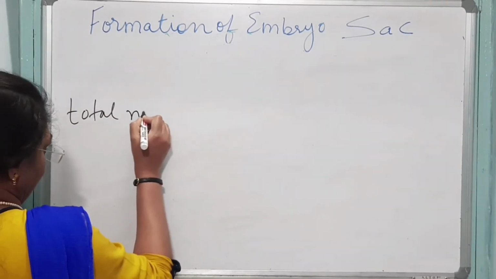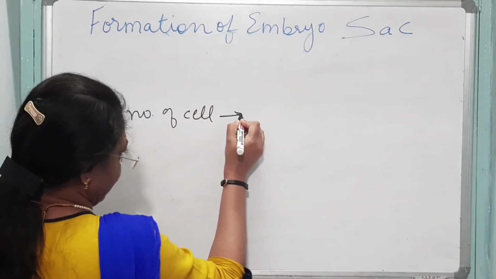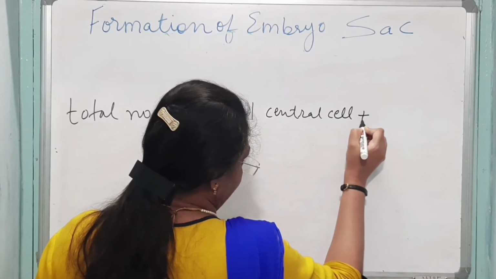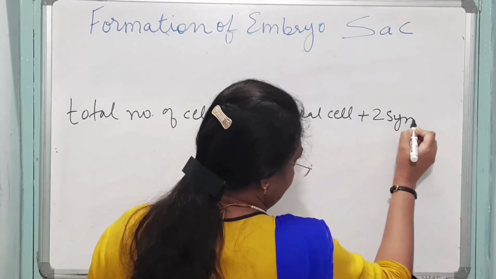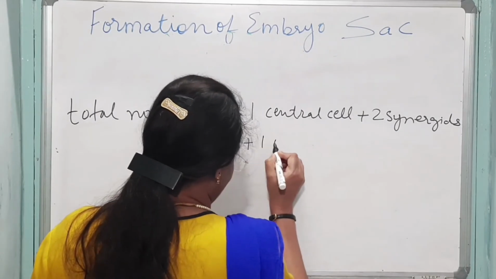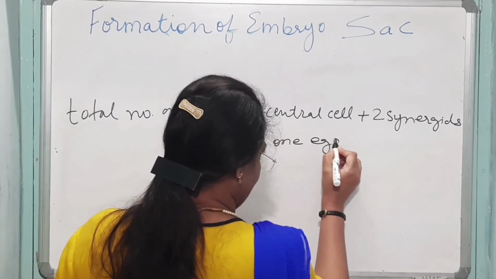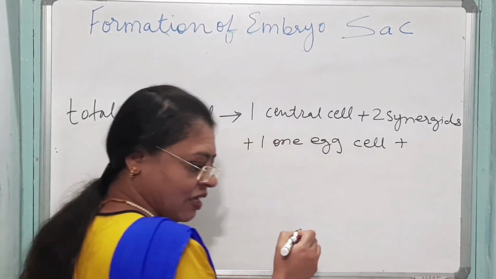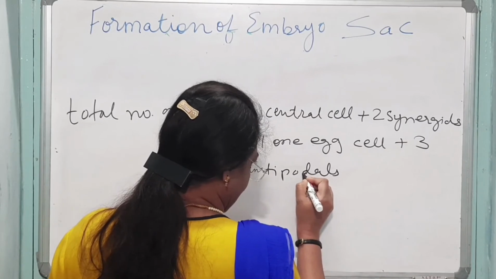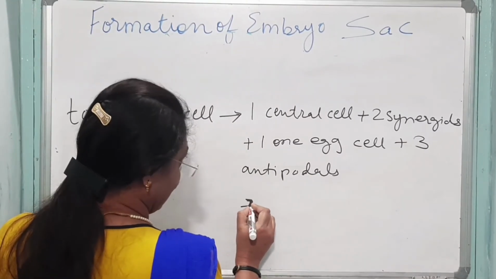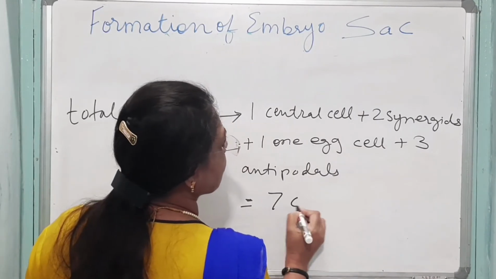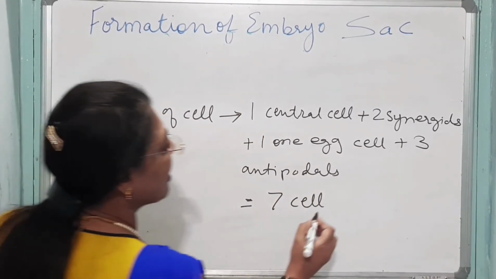Total number of cells: 1 central cell plus 2 synergids plus 1 egg cell plus 3 antipodals is equal to 1 plus 2 is 3, plus 1 is 4, plus 3 is 7. So 7 cells.